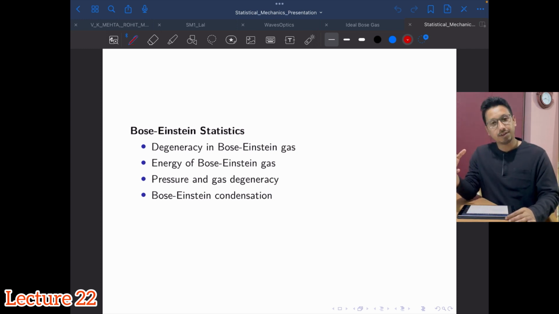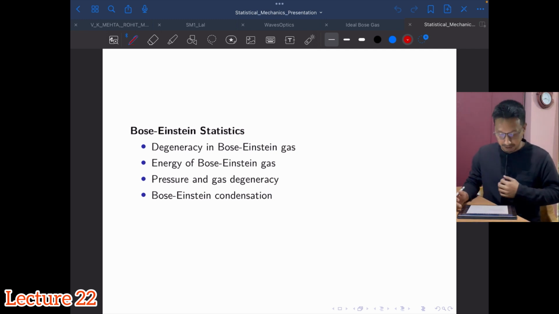In this lecture, we are going to start with a numerical problem just to recap our understanding of the Bose-Einstein distribution law. Then we'll talk about the degeneracy in Bose-Einstein gas. We started talking about the degeneracy part before starting the quantum statistics, and I said that this is going to be the prerequisite for what is coming up. So we are going to really see the effect of degeneracy in this lecture.